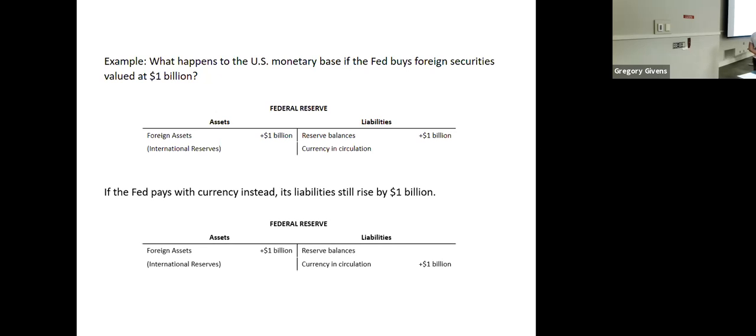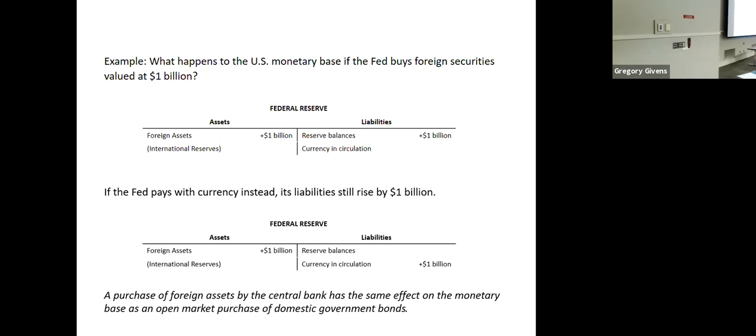So here, the Fed's reserves would rise by $1 billion, but instead of reserve balances, it would just be currency in circulation. Either way you want to look at it, what do we see happening here? It's either a $1 billion increase in reserve balances or a $1 billion increase in currency, or some combination of the two. And so a foreign exchange market intervention raises the monetary base here by $1 billion. It has the same effect on the monetary base as an open market purchase of domestic government bonds.